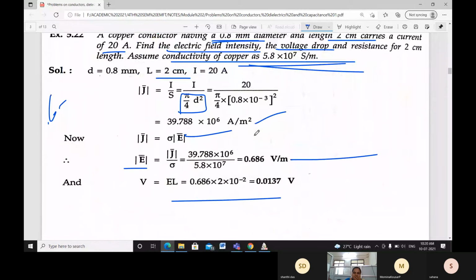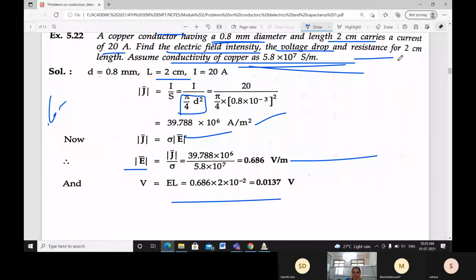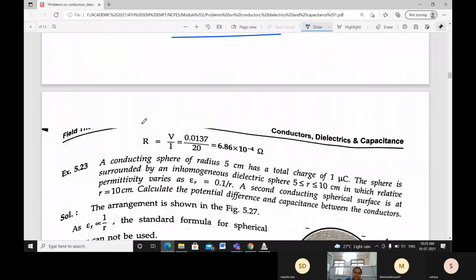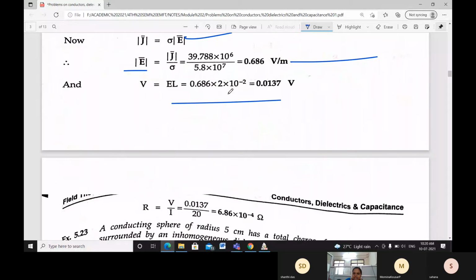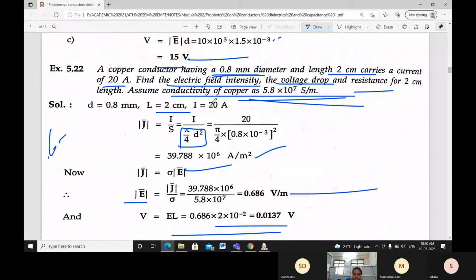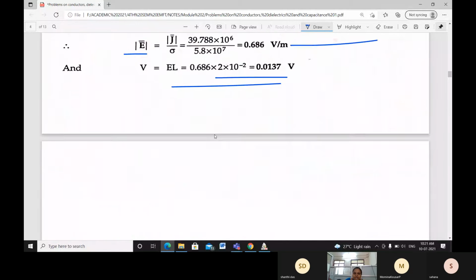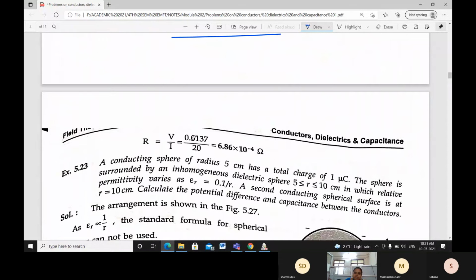And next we have to find the resistance. Then R is going to be V divided by I. We calculated V, and the current is 20 amps. Therefore 0.0137 divided by 20, you will be getting 6.86 into 10 raised to minus 4 ohms.